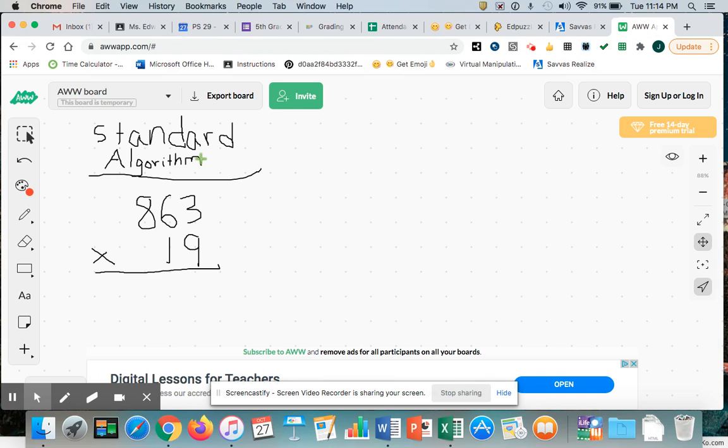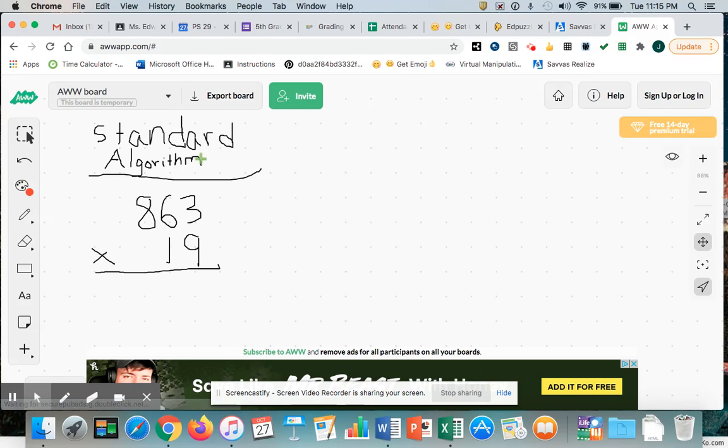This particular method I'm going to use is standard algorithm. You do not have to use one particular method. It is your choice what strategy, what method you're going to use. So I'm going to show you each one. Let's start with standard algorithm.